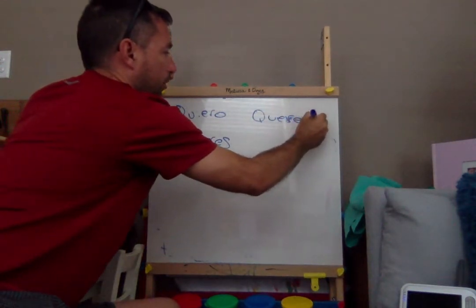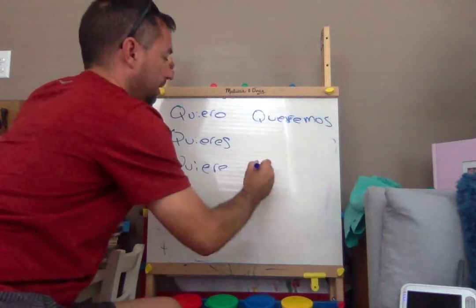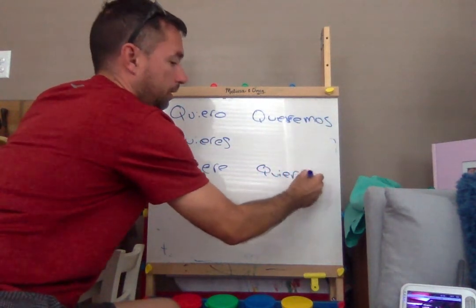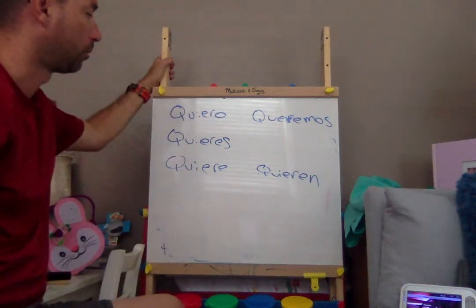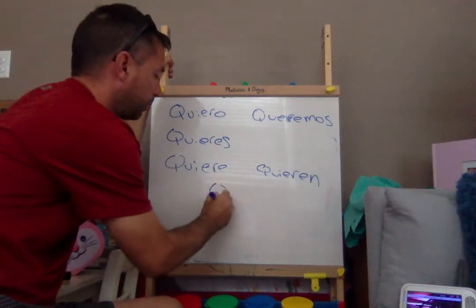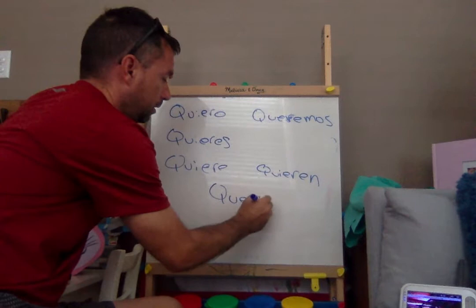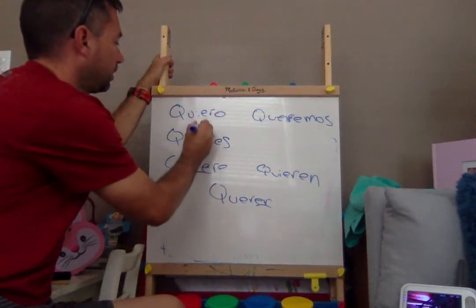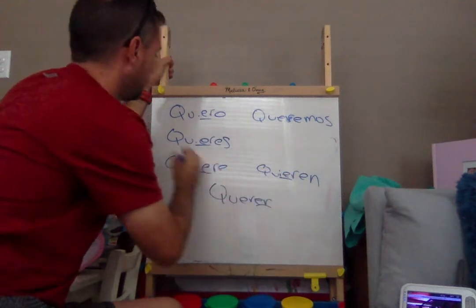Queremos, and then quieren for they want. In the original form of this word, it's querer, the ER verb. So you can see where they did the stem changing. If you remember the boot.